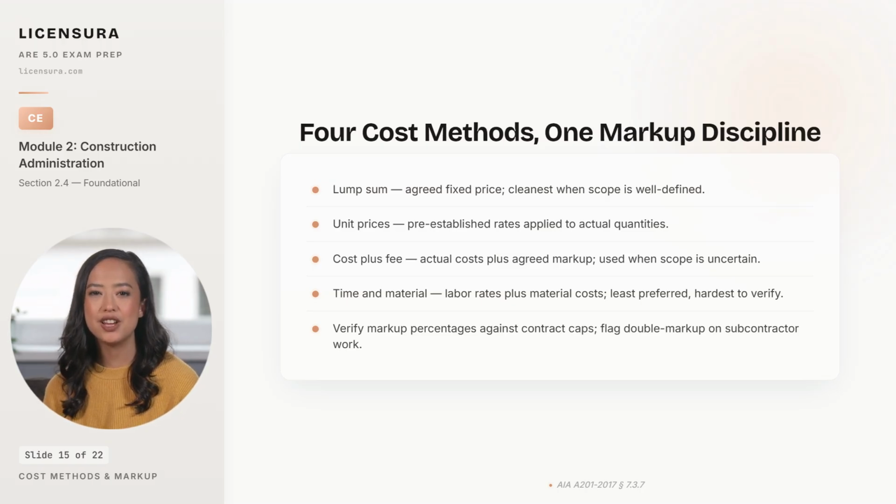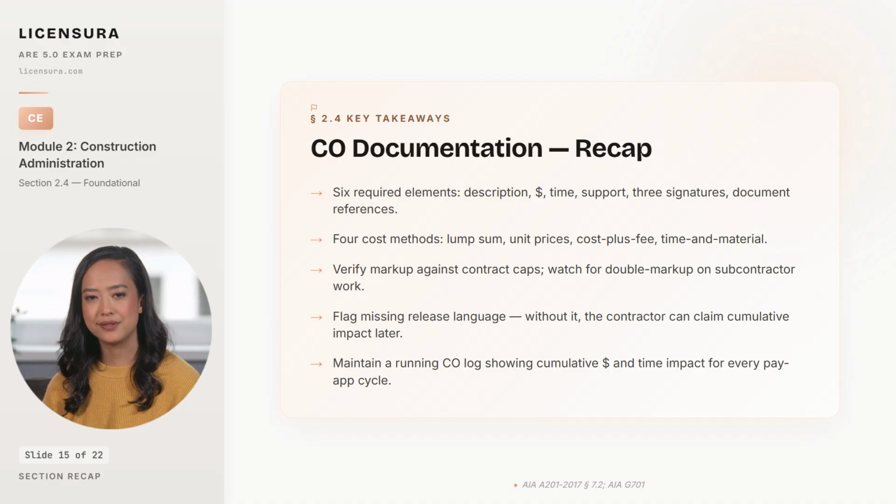Pulling documentation and cost methods together leaves one rule that prevents most CO lawsuits. 5 takeaways from change order documentation. The 6 required elements, description, change in sum, change in time, supporting documentation, 3 signatures, and reference to the original documents are the minimum content for a complete CO, and missing any one of them creates a hole somebody's lawyer will use to argue ambiguity later.